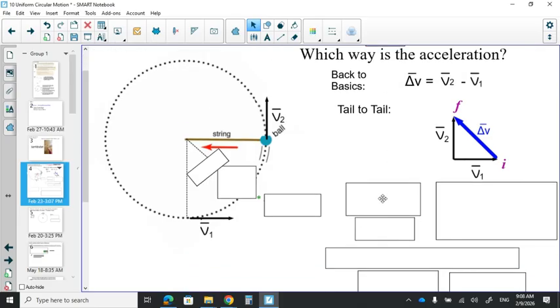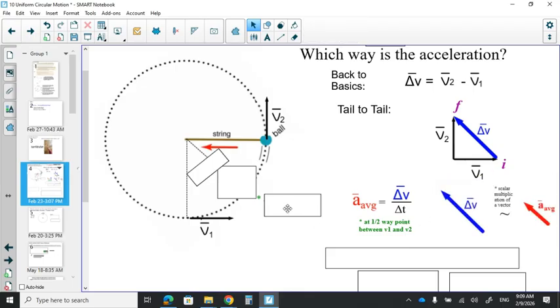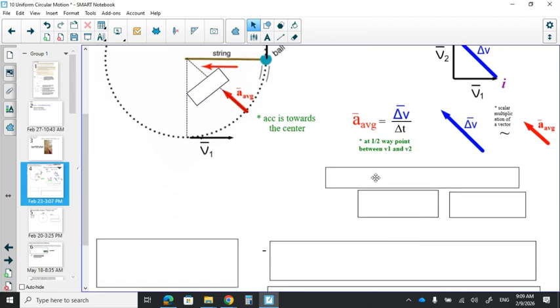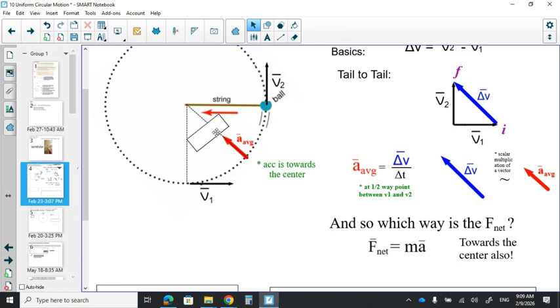The average acceleration is delta v over delta t, and that would be at your halfway point here, right? If you look at delta v, you're basically multiplying by a scalar, so you're going to have the same direction, it's just going to be a different size. In the diagram, you've got this average acceleration like that, so you can see that it is towards the center. Which way is the net force? Well, the net force is in the same direction as the acceleration, so it's towards the center also.